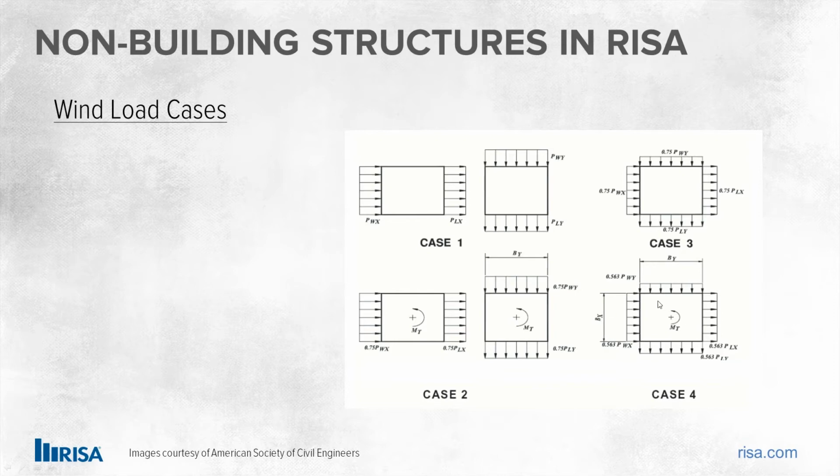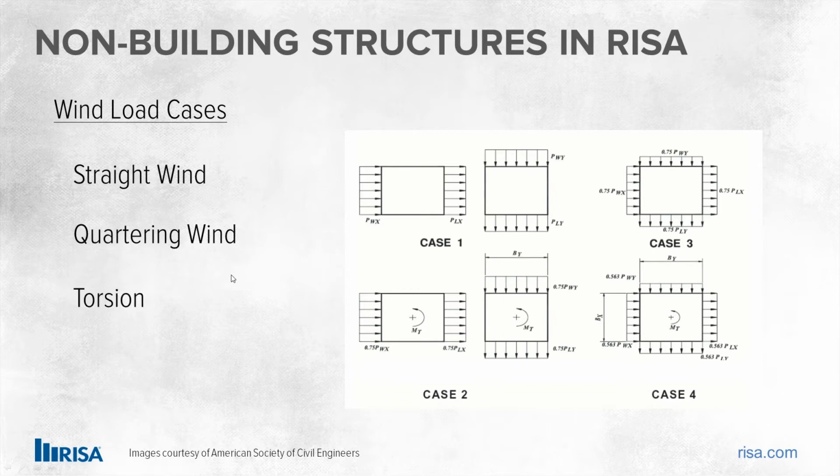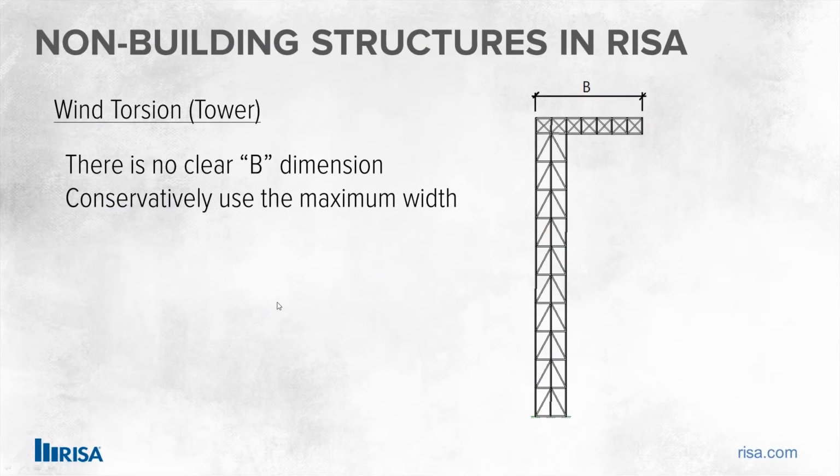And then lastly, we have case 4 down here, and this is where we have quartering winds acting in addition to that accidental eccentricity. So this is just one extra case that we're going to have to be sure to check. So we've got our straight wind, our quartering wind, and our torsion. These are the three different basic types of wind that we need to do on here.